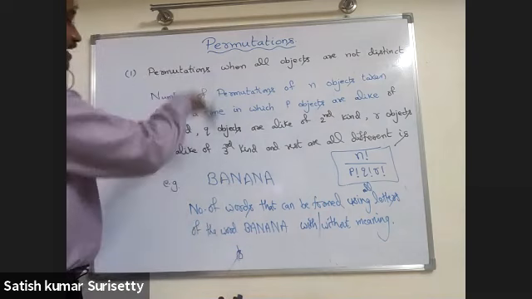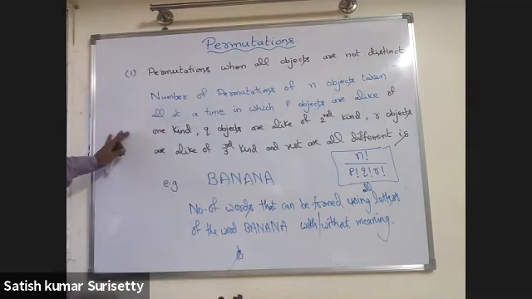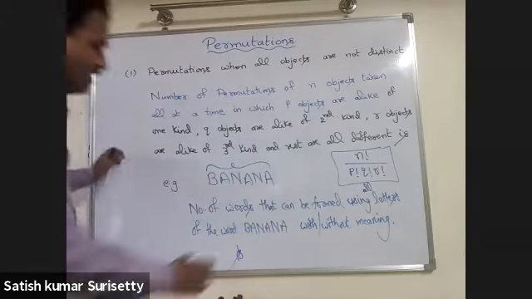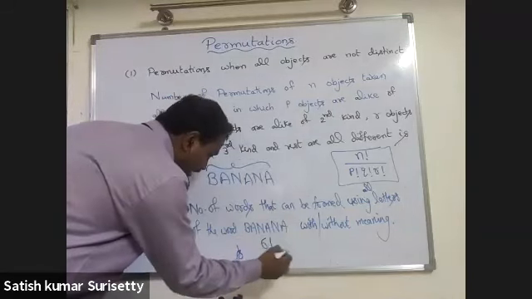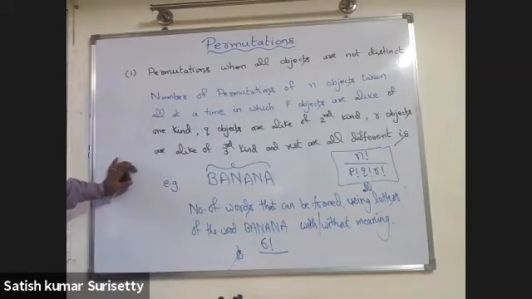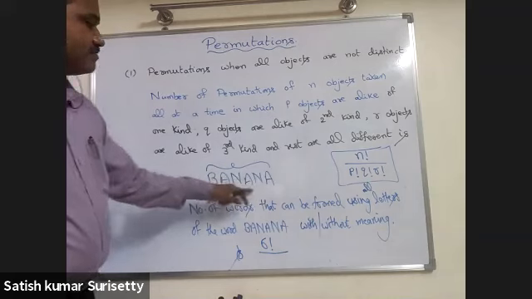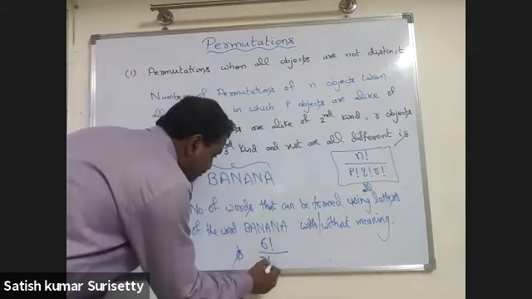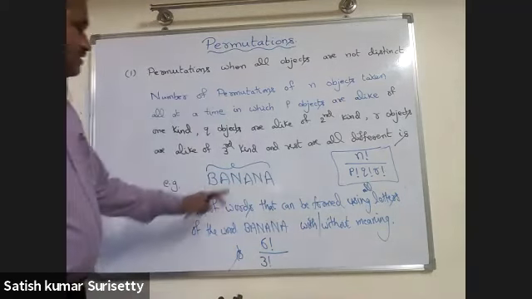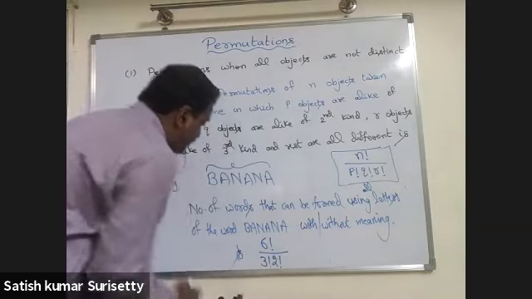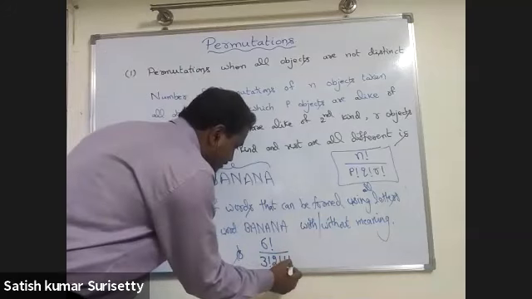Now you can apply the previous concept. The total number of letters is 6, so that means 6 factorial upon. In this you check the repetition. A is repeated 3 times, that means 3 factorial. And n is repeated 2 times, 2 factorial. And the remaining is 1, that is 1 factorial.